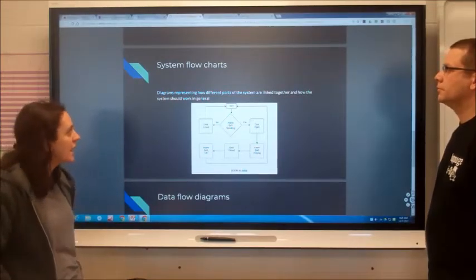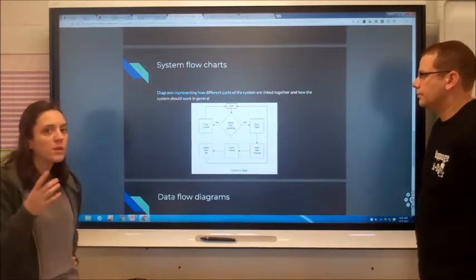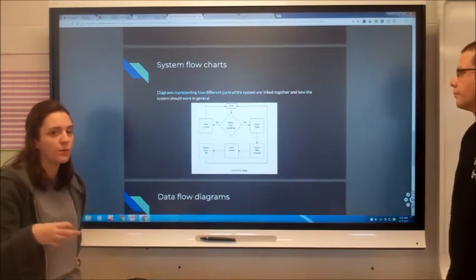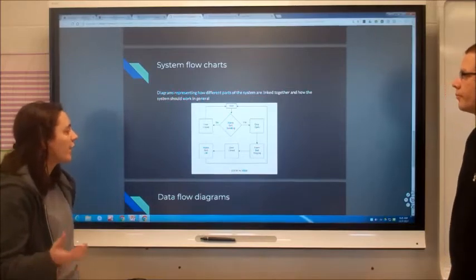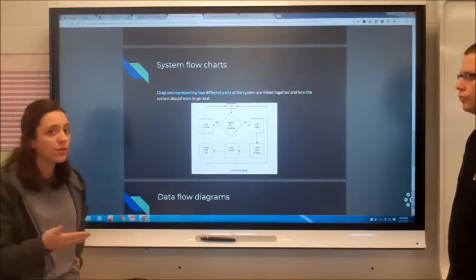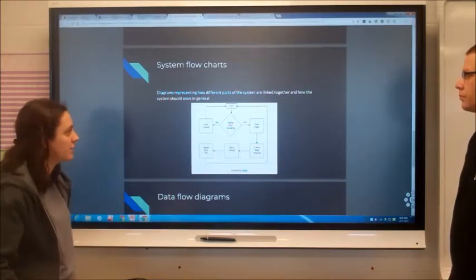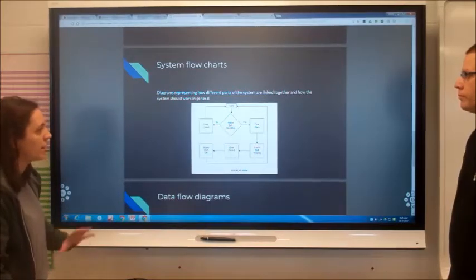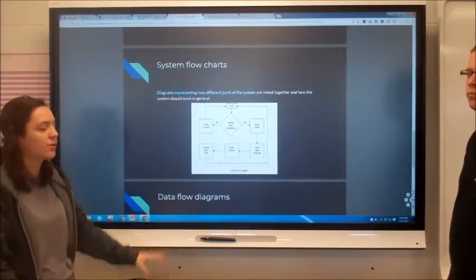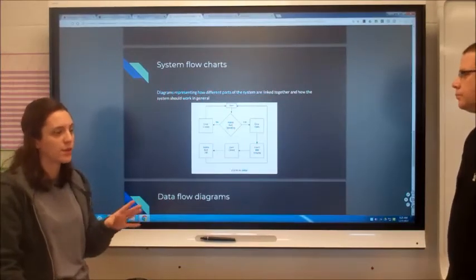This diagram can show some of the hardware that's involved within the system. Whereas when you get into the other ones like the data flow diagram, the hardware is not included. So you do need to know that difference, where this is showing every single piece of it. The data flow diagram is going to go into a little bit more detail of what's on the inside.